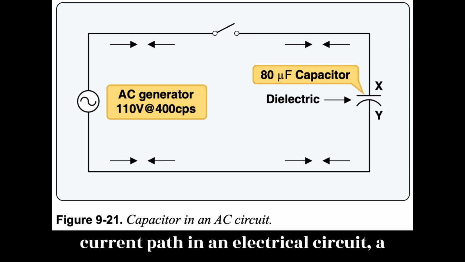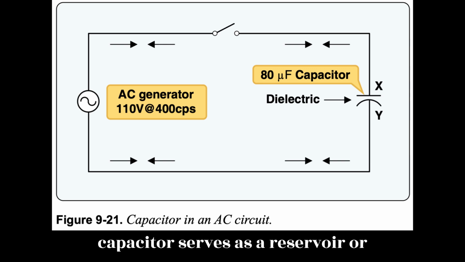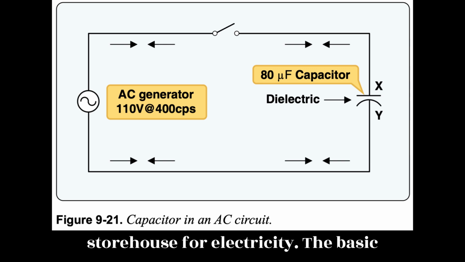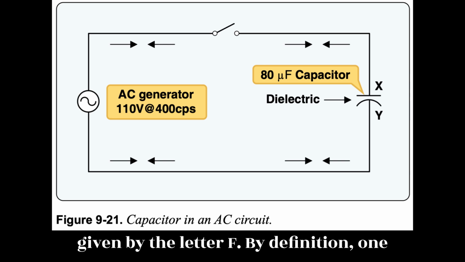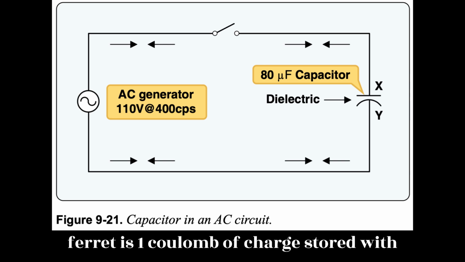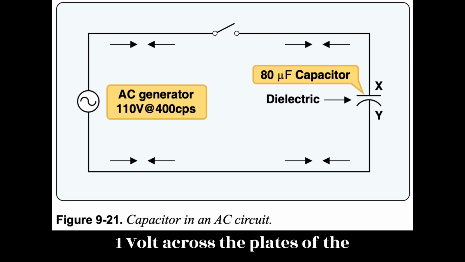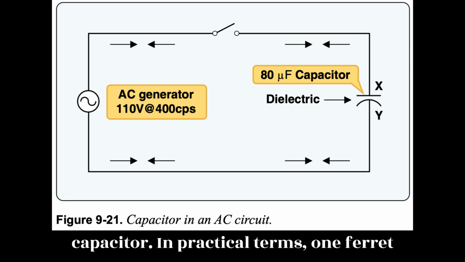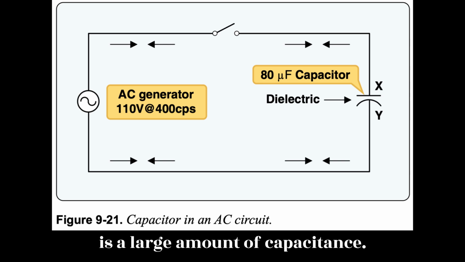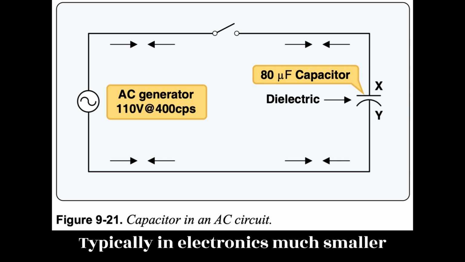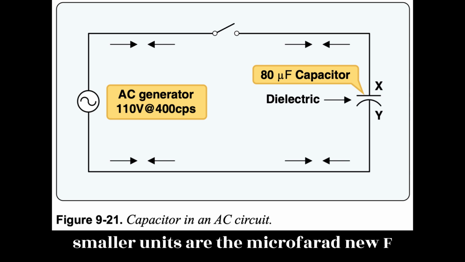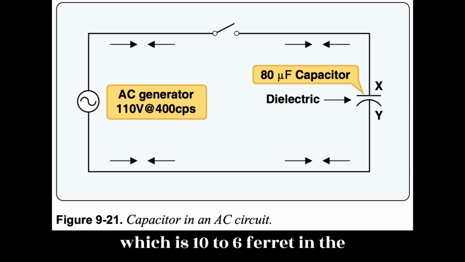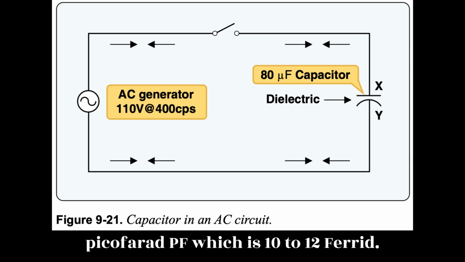In an electrical circuit, a capacitor serves as a reservoir or storehouse for electricity. The basic unit of capacitance is the farad and is given by the letter F. By definition, 1 farad is 1 coulomb of charge stored with 1 volt across the plates of the capacitor. In practical terms, 1 farad is a large amount of capacitance. Typically, in electronics, much smaller units are used. The two more common smaller units are the microfarad, μF, which is 10 to the minus 6 farad, and the picofarad, pF, which is 10 to the minus 12 farad.